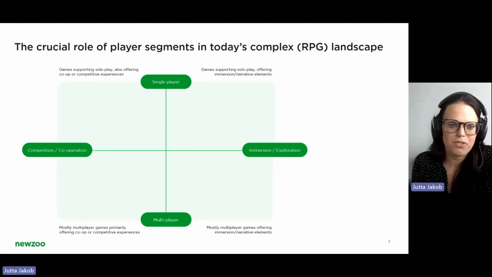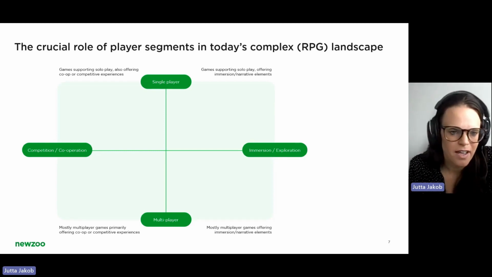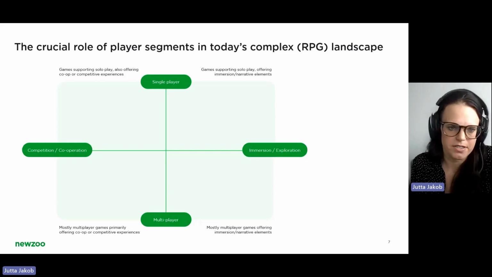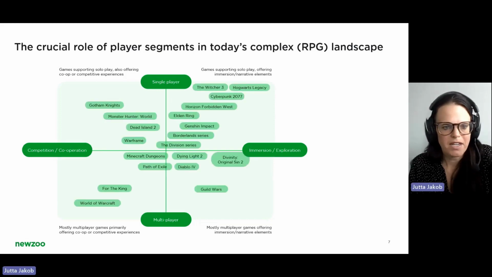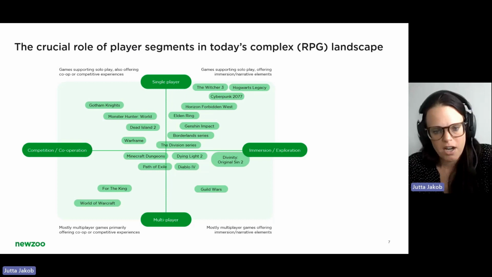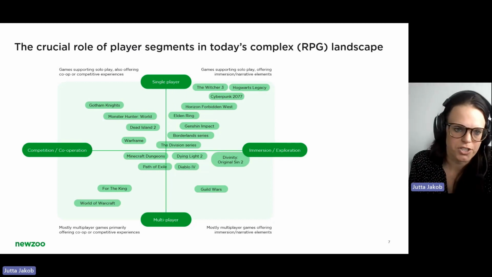To set the scene a little bit, we all know the RPG space has evolved quite a lot over recent years, making it very complex. Historically more single-player focused, we have seen a rise in the release of multiplayer RPGs in recent years. Many RPGs now cater to both single and multiplayer experiences. Some RPGs prioritize immersive narratives, others lean more towards competitiveness or cooperation.